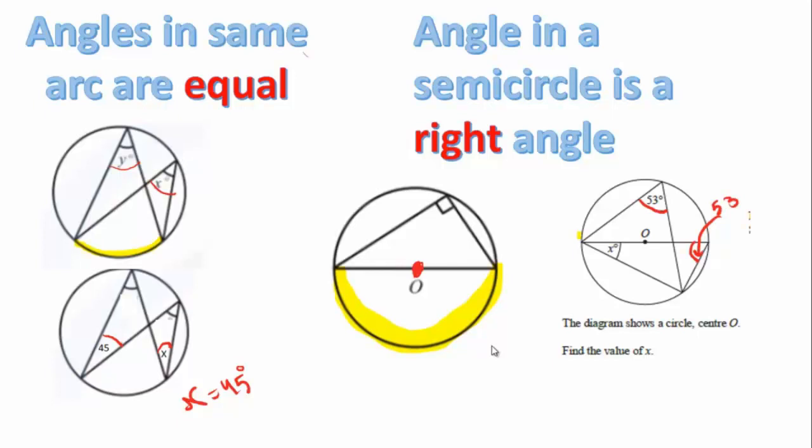What else do I have? I have this is the center, and this angle is 90. Mister, how is this angle 90? Because this is a semicircle up there, so this angle here is 90 degrees. So now we can find the value of x using this triangle here. This triangle, its angles must add up to 180. So x equals 180 minus (90 plus 53), which equals 37 degrees.